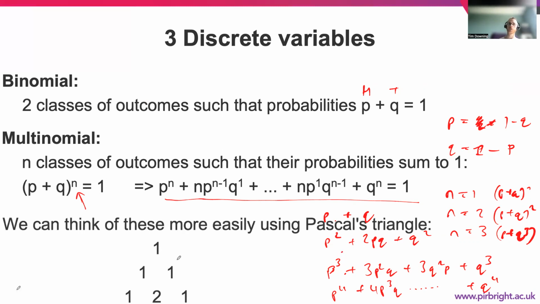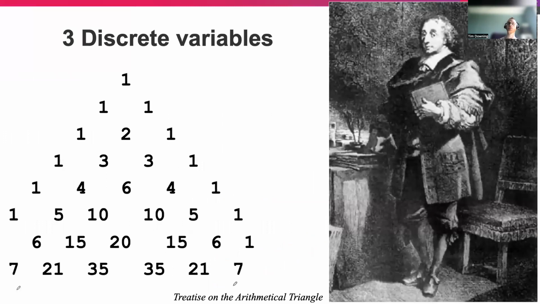So we see the first pattern here is 1 and 1, which corresponds to p plus q, p squared plus 2pq plus q squared to the pattern 1, 2, 1. And we can continue that, then 1, 3, 3, 1, 1, 4, 6, 4, 1, 1, 5, 10, 10, 5, 1, and so on. And you see that as a triangle here.